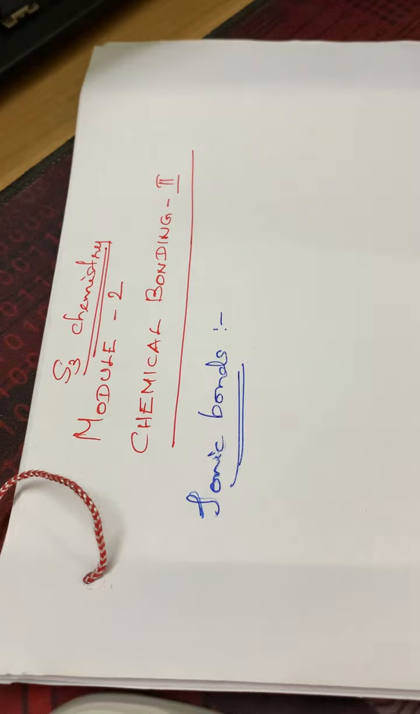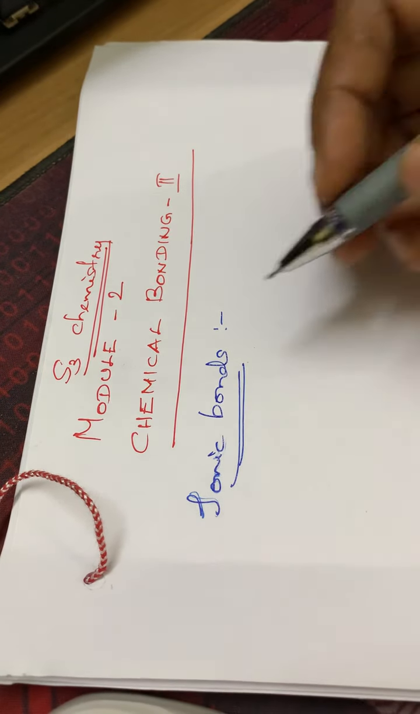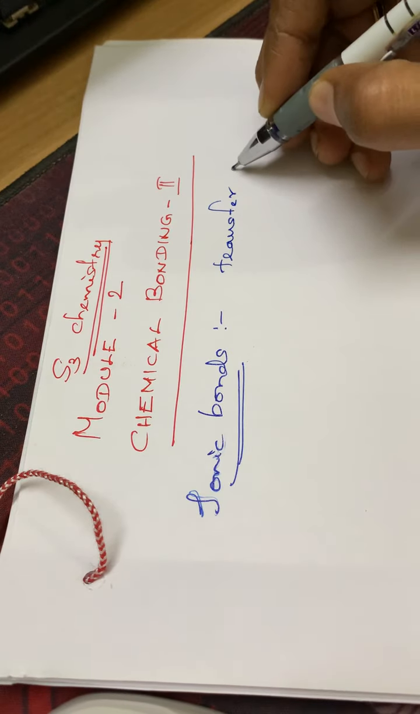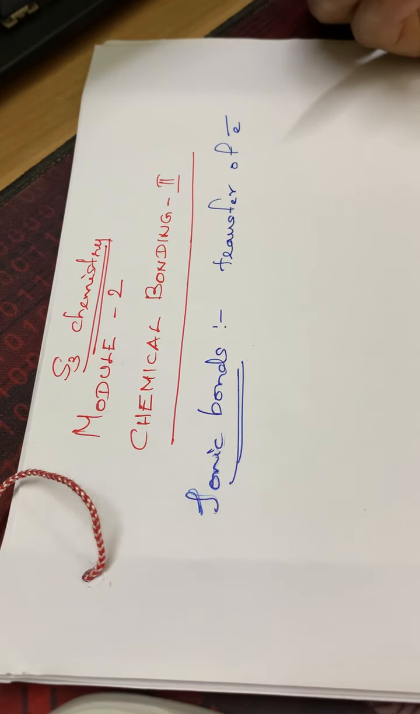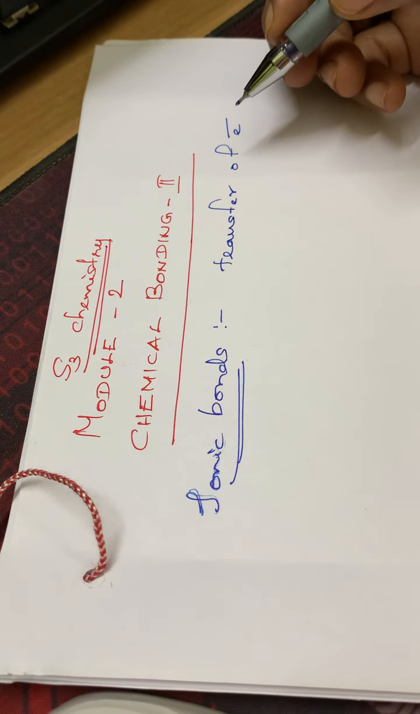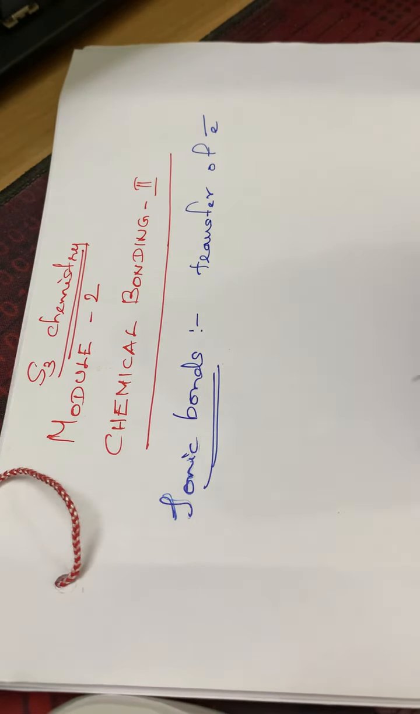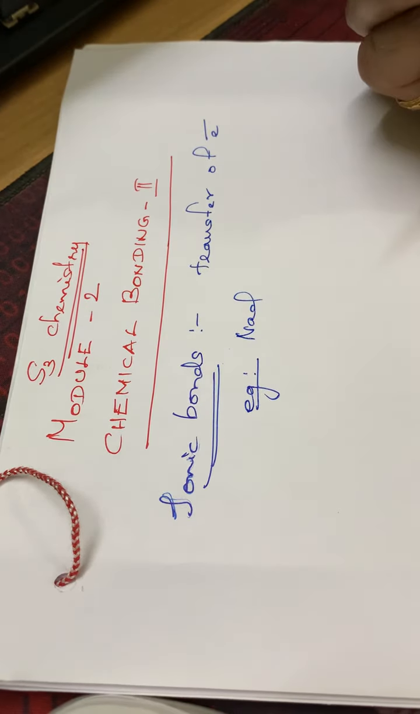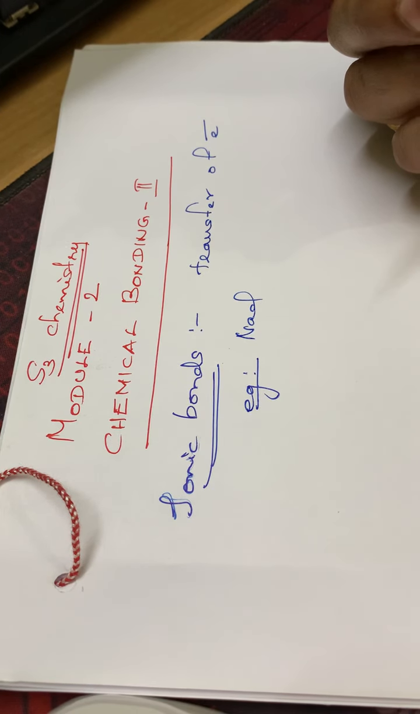As you know, ionic bonds are formed by the transfer of electrons. A covalent bond is formed by the sharing of electrons, while an ionic bond is formed by the transfer of an electron from one atom to another. A typical example of an ionic compound is sodium chloride, NaCl.